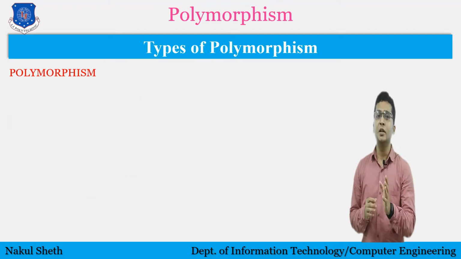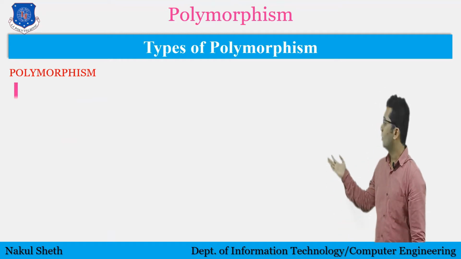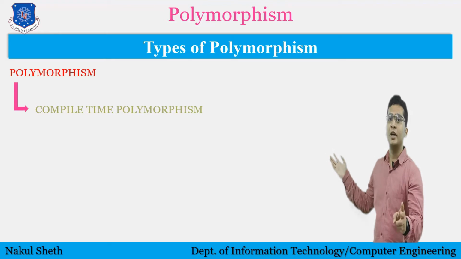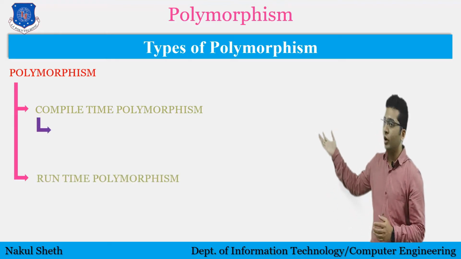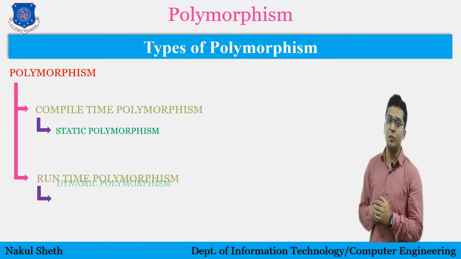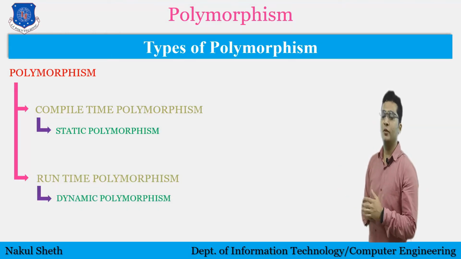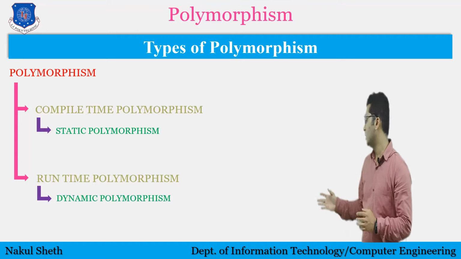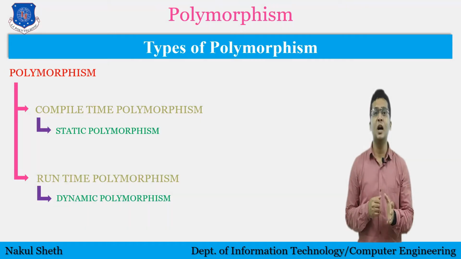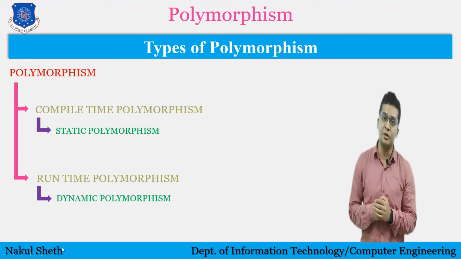So basically there are two different types of polymorphism in Java. First is compile time polymorphism and second is runtime polymorphism, or we can say static polymorphism or dynamic polymorphism. As you can see over here, compile time polymorphism is also known as static polymorphism and runtime polymorphism is known as dynamic polymorphism. Now, how to achieve compile time polymorphism and runtime polymorphism?